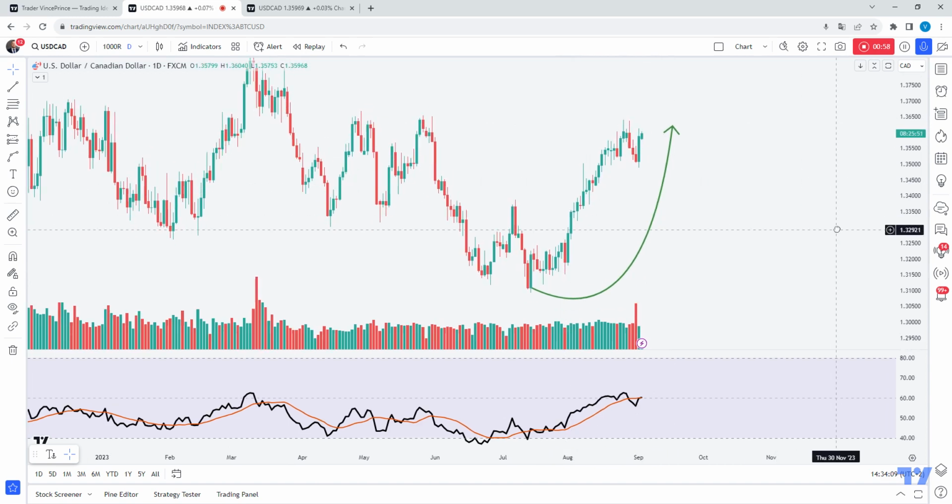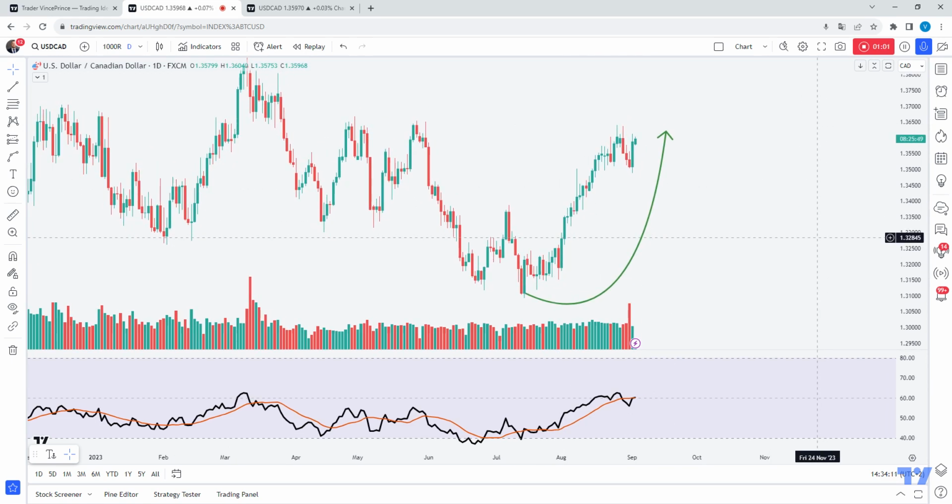Besides that, the US dollar DXY currency index recently increased massively and is aiming for a huge breakout within the range to emerge within the near future. And what this means is that this is more bullish for the USD CAD Forex exchange rate.